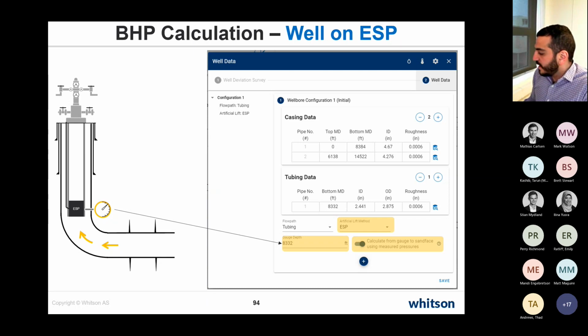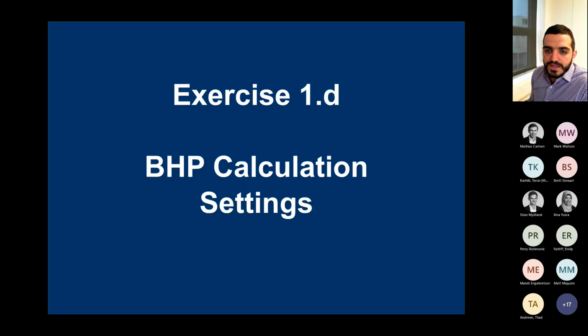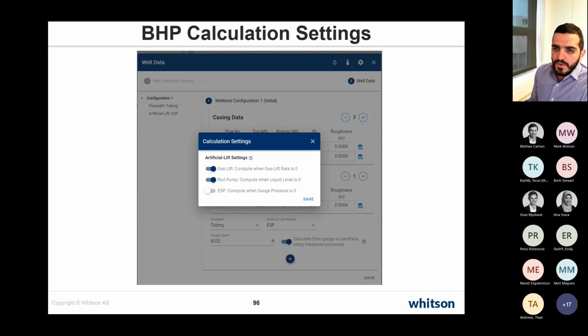So now I'm going to show you one thing that Mark, who is in the call from Diamondback, requested that we implement in the software, and it's a very clever thing to have, and that's the BHP calculation settings. We're going to go back to the gas lift well that we were working with, open the BHP calculation settings, and look at how that affects our calculations.